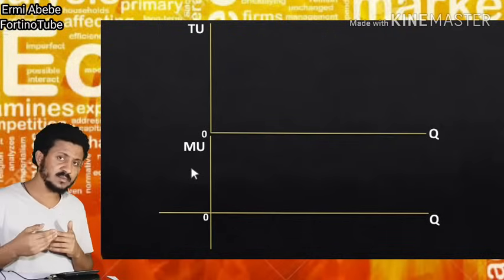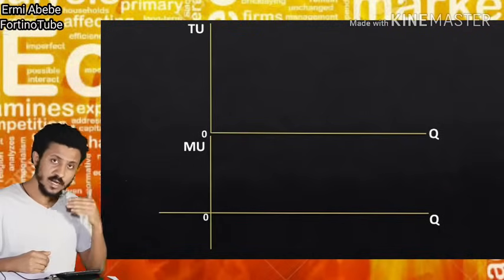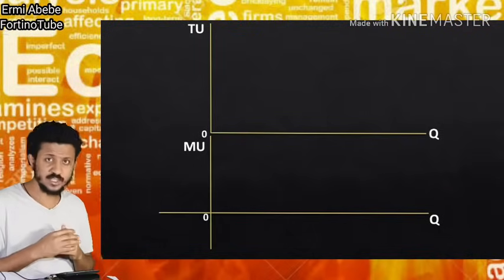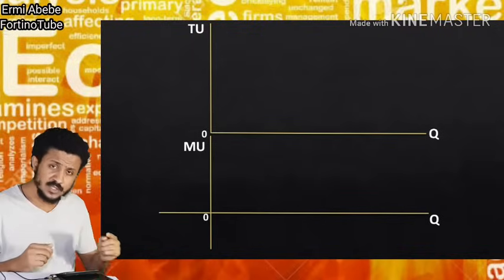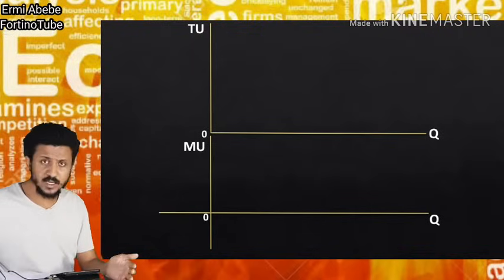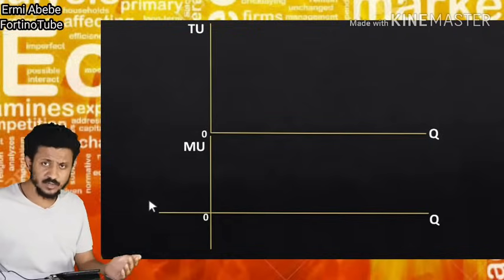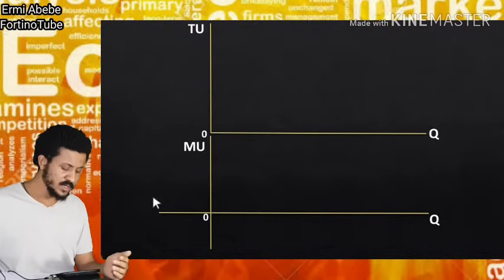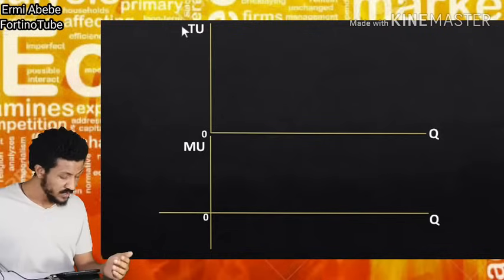When we add consumption per unit, it shows what will happen to our total satisfaction. In formula, change in TU divided by change in Q, which means the change in total utility because of a change in quantity consumed. And also we have seen that marginal utility is the slope of total utility.